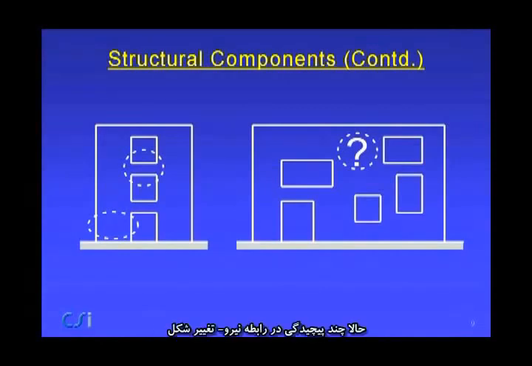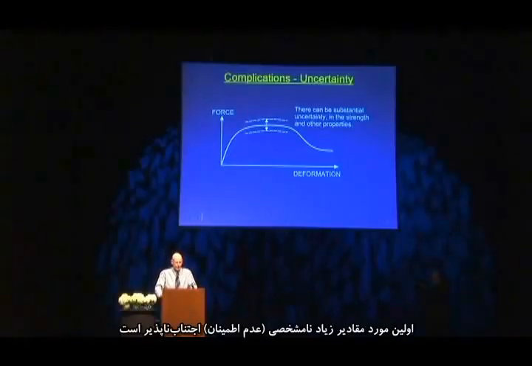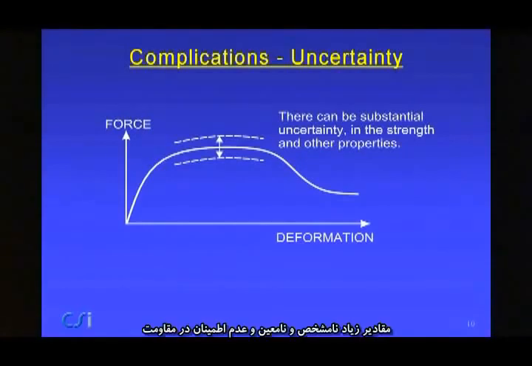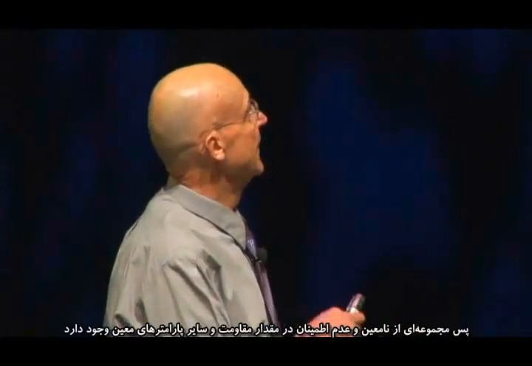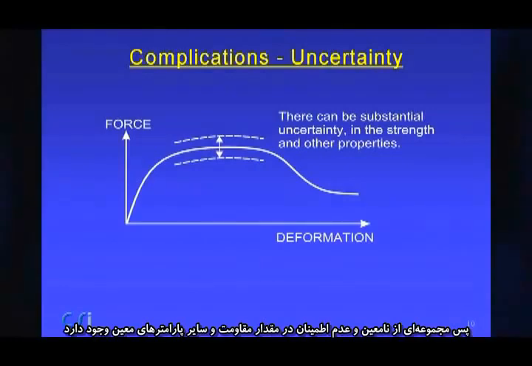Now, there's several complications in the FD relationship. And the first one is inevitably a lot of uncertainty. There can be substantial uncertainty in the strength and the stiffness and a number of other things. It's just inevitable. You don't know the strength of concrete, you probably don't even know the yield strength of the steel with any great accuracy. So there's going to be a fair amount of uncertainty in the strength magnitude and certain other things.